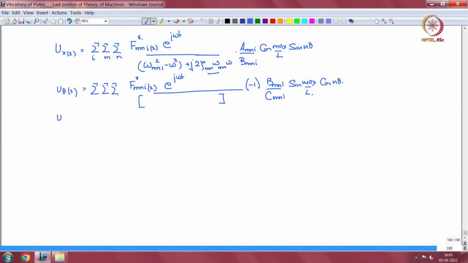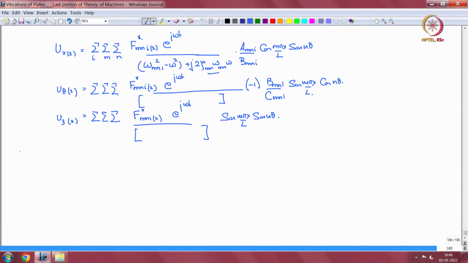And U3 is triple sum F star m n i 2, e to the power j omega t, frequency term, sine m pi x by L sine n theta. Okay. So, now we have to put it together. Let us try to put it together here.